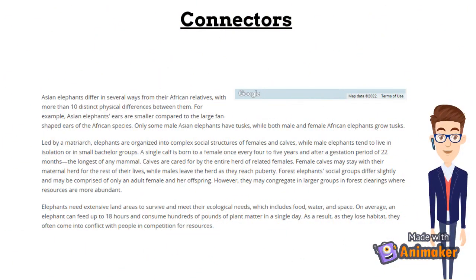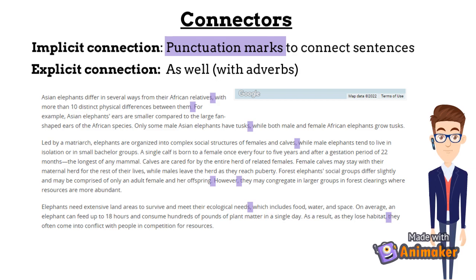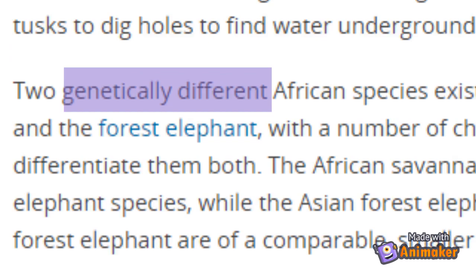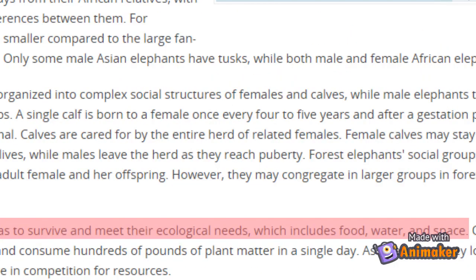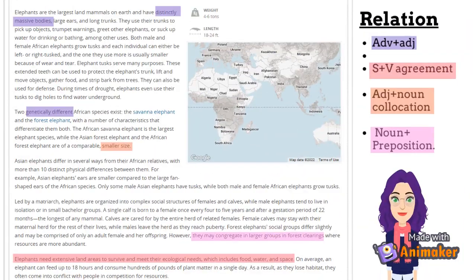In this text, there is implicit connection that is related to punctuation marks to connect sentences, in this case using a comma to join or link two sentences. And there is explicit connection as well, in this case using adverbs like often and usually. The relations that we could find were adverb plus adjective, subject plus verb agreement, adjective plus noun collocation, and noun plus preposition.